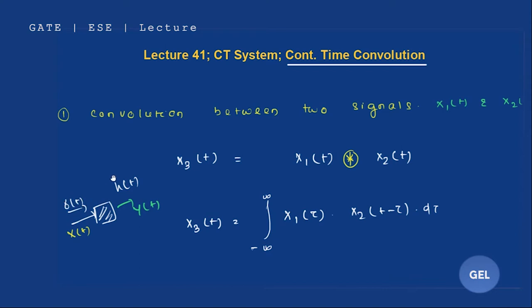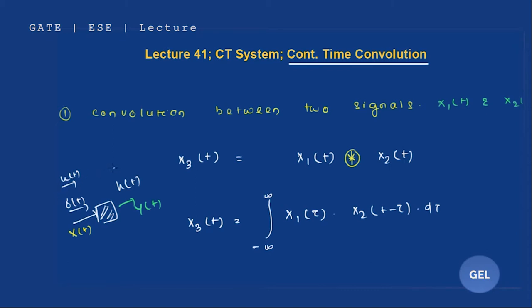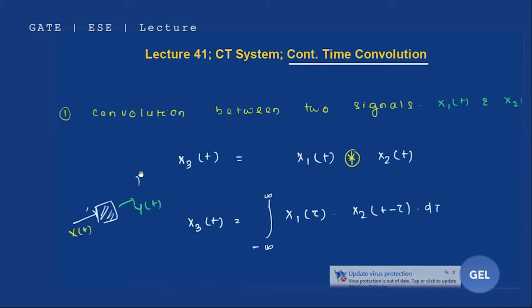When you give an impulse as the input, the corresponding response is regarded as the impulse response. When you give a unit step signal as the input, the corresponding response is regarded as the step response. When your input is an impulse, your output is the impulse response. When it is a step, it is called the step response. Clear this point? Now, what is the concept of convolution?